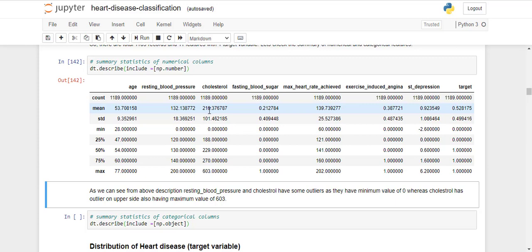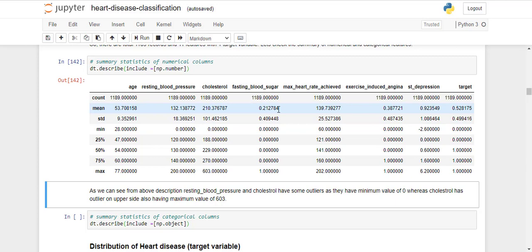Fasting blood sugar is 0.21 because its value ranges between 0 and 1. I've already told you: if you have fasting blood sugar below 120, then you have value 0, and if it is more than 120, then it has value 1. So most of the values, as you can see, average near 0. So most of the patients have no fasting blood sugar.